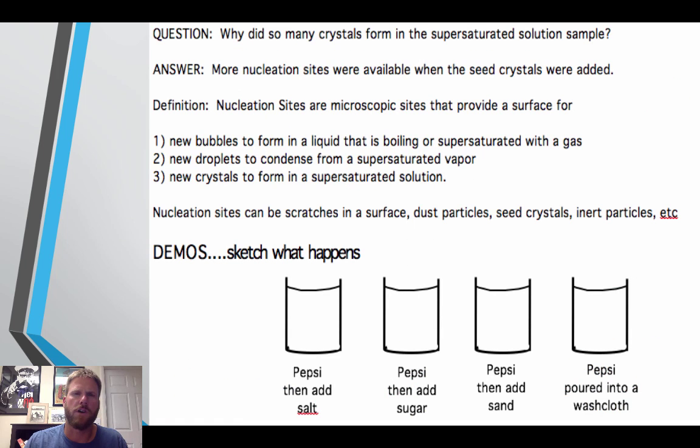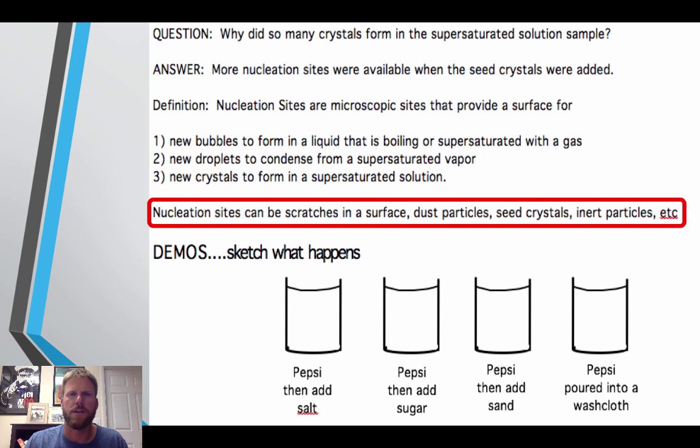So maybe you're asking yourself, why do all those crystals form in that supersaturated solution when you add a seed crystal? Well, it all has to do with nucleation sites. Nucleation sites are simply places for crystals or bubbles to form. In order for water to boil, or for the crystals to form in that supersaturated solution, there has to be a place for crystals to form. A lot of times this is imperfections in the container.